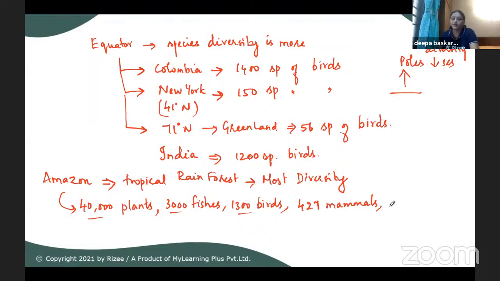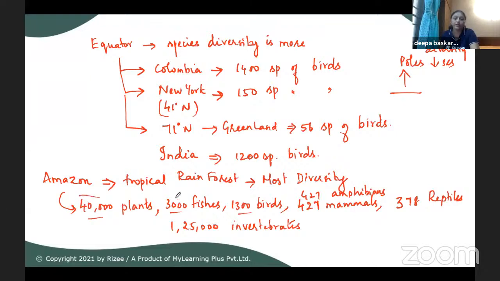And 427 types of amphibians are there in Amazon, and 378 types of reptiles. And apart from that, 1,25,000 varieties of invertebrates are there in Amazon. So you have to remember all the figures. So this is an introduction about biodiversity.